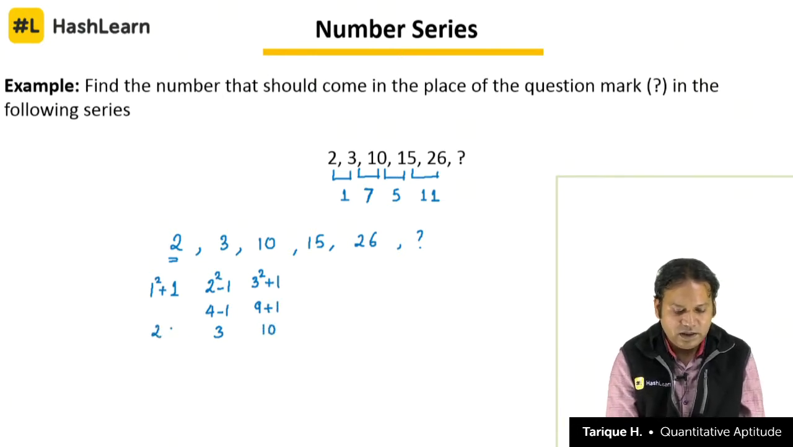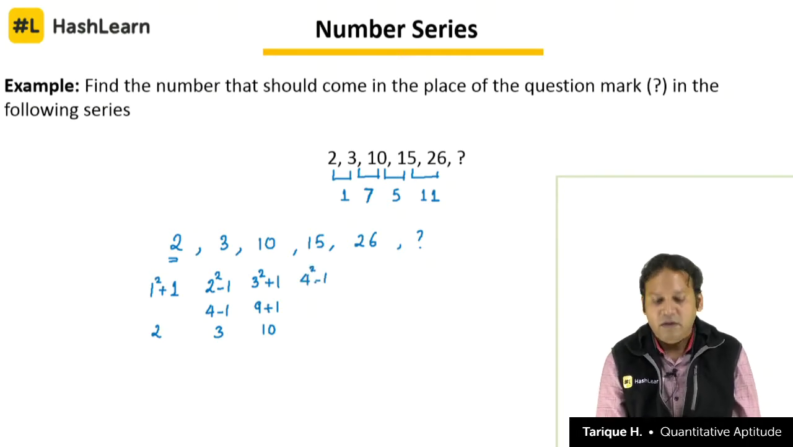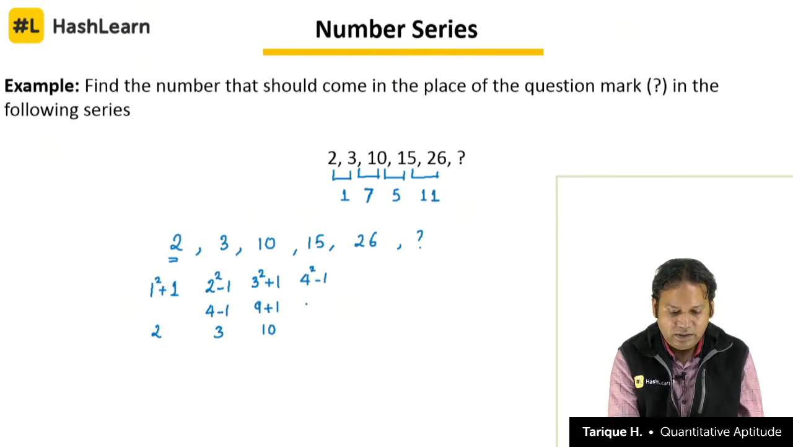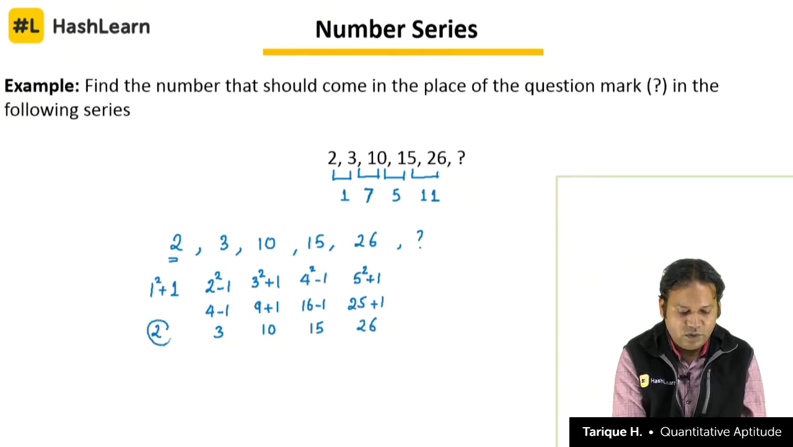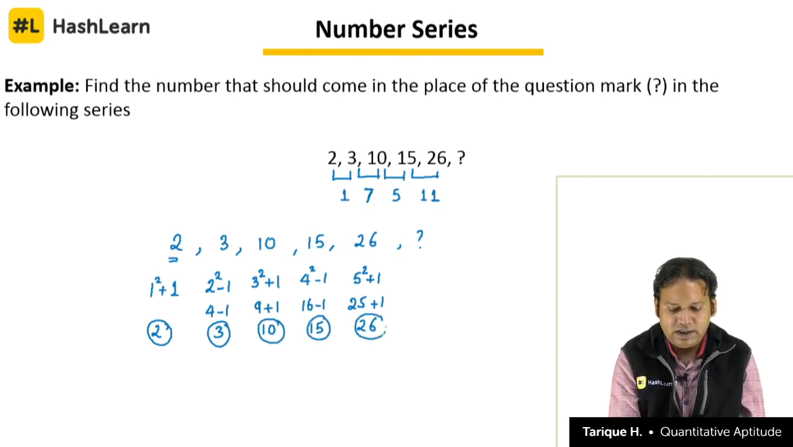Now next is 15, which is 4 square minus 1. 16 minus 1 is 15, and 26 is equal to 5 square plus 1. 5 square is 25 plus 1, that gives you 26. So we have got 2, 3, 10, 15 and 26.